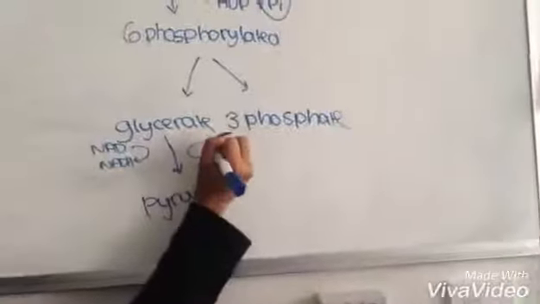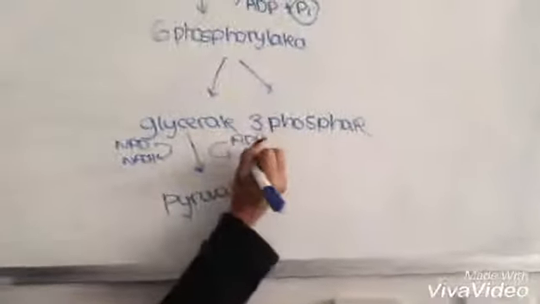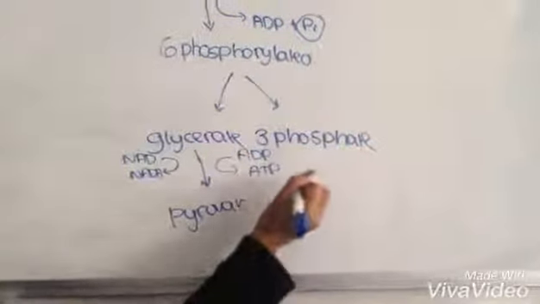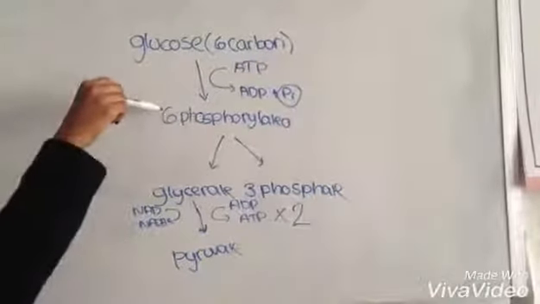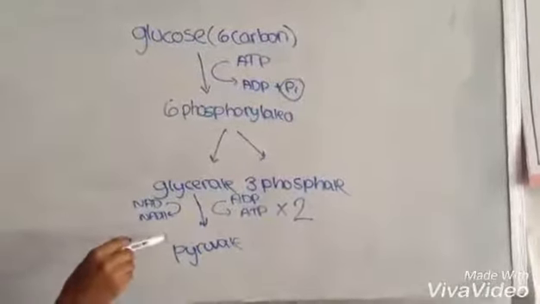The phosphorylated sugar splits into 2 molecules of glycerate 3-phosphate, which undergoes a series of reactions such as reducing NAD and phosphorylating ADP, and the final molecule is pyruvate, which is very important for the next stage.